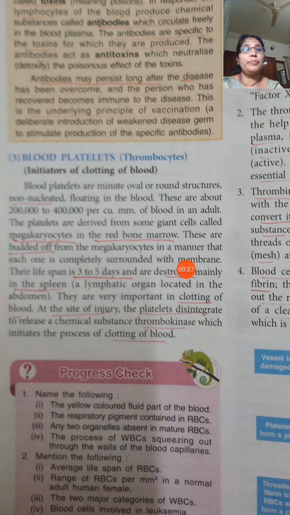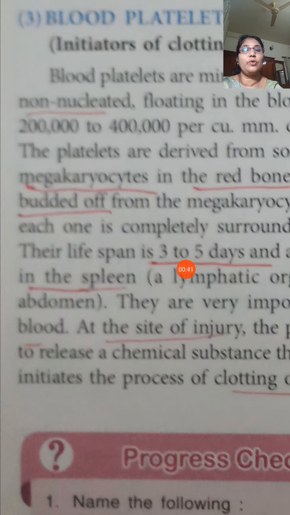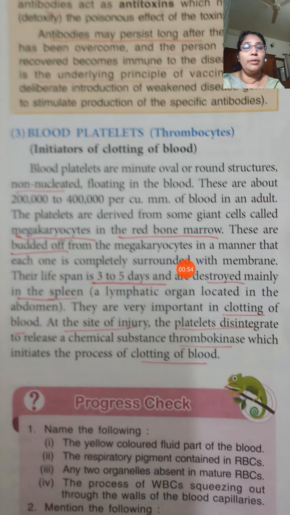They are produced in the bone marrow from particular cells known as megakaryocytes. Particular large cells are present in the bone marrow. By budding from those megakaryocytes, they are produced. Its lifespan is 3 to 5 days.